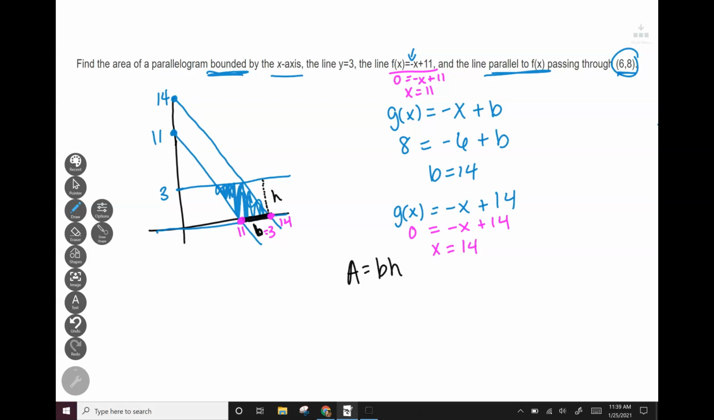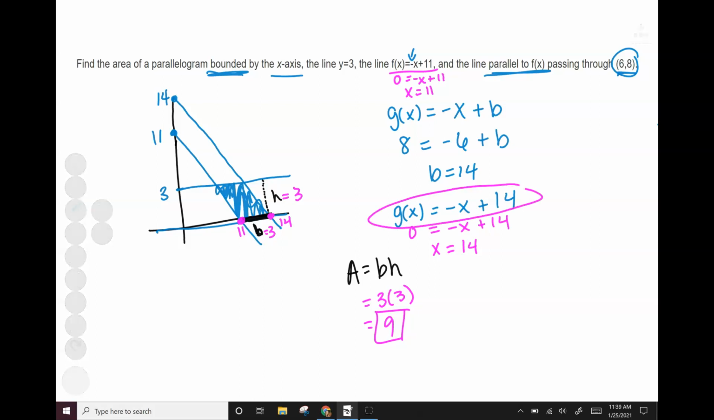And then your height is just going from the x-axis up to the line y equals 3, so that's a distance of 3 as well. So 3 times 3 should give you the area of 9. So sketch out all your lines, figure out the length of the base and the height, and then you can multiply. The hardest part is probably just finding that missing equation that they didn't directly give you in the problem. But just remember, they give you that it's parallel to f of x, so that gives you your slope, and then they give you this point so that you can find your y-intercept.